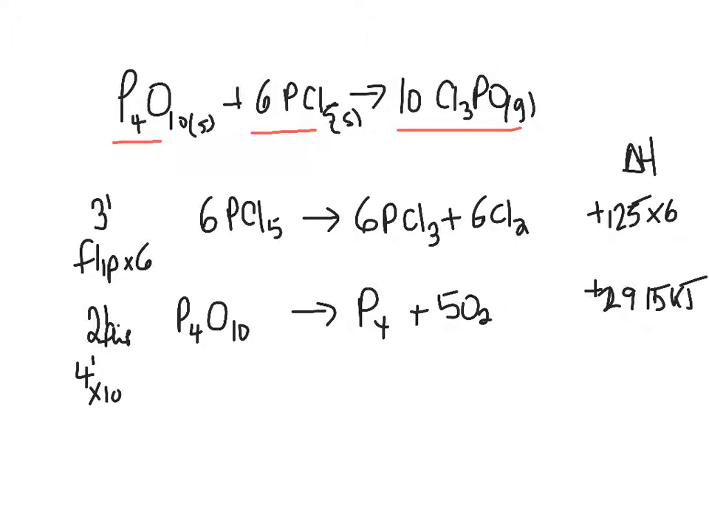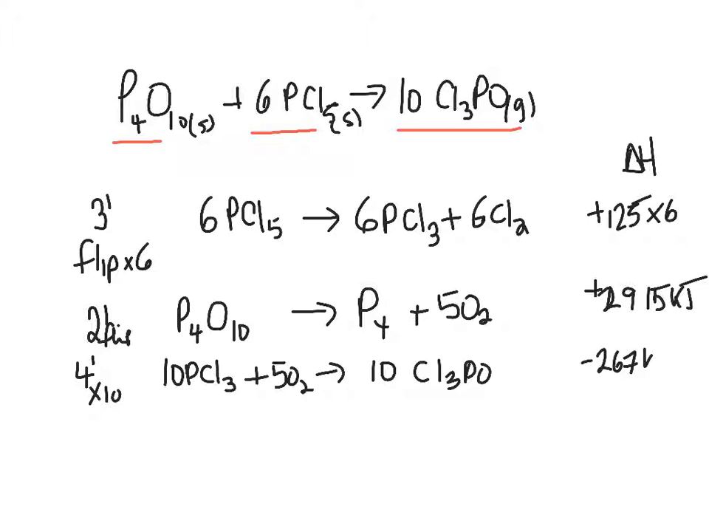So 10 PCl3 plus 5O2 goes to 10 Cl3PO, and then we've got negative 267 times 10.